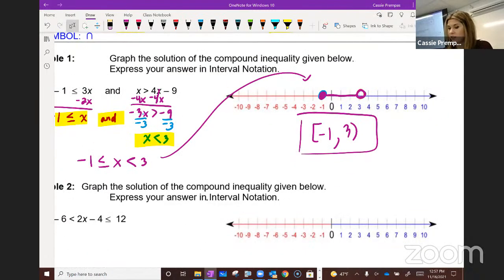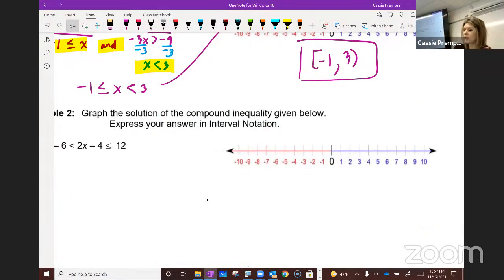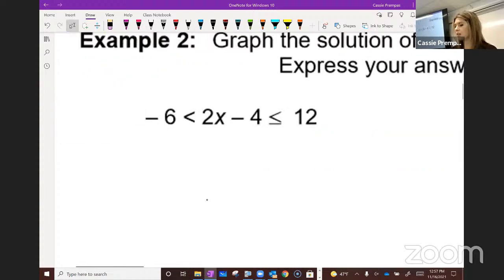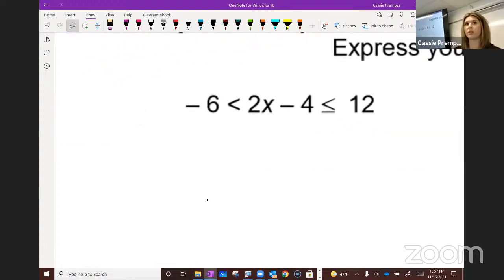All right, let's try another one. Graph the solution of the compound inequality given below. Express your answer in interval notation. Sometimes I see confusion when we have multiple inequalities written as one. What I would suggest to you is if you're stuck, you could technically imagine taking away one side just for the moment. And then you would ask, well, what would be my first step? So if I take that away, what would you guys do first?